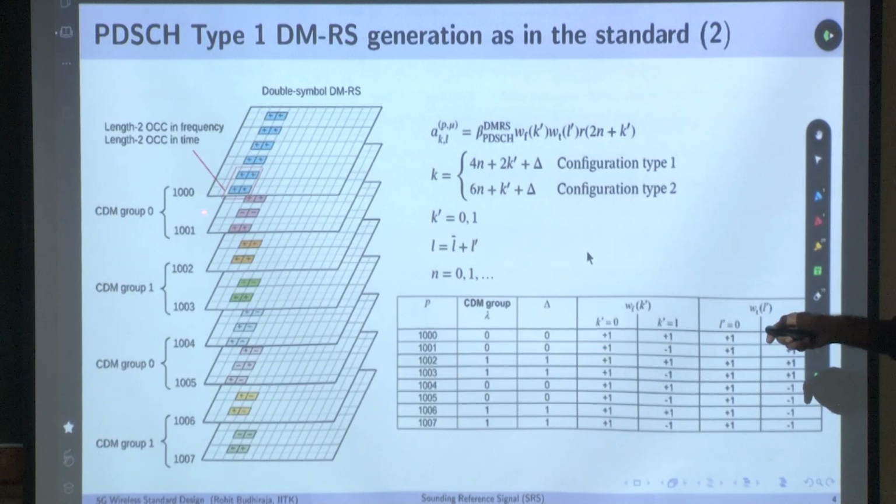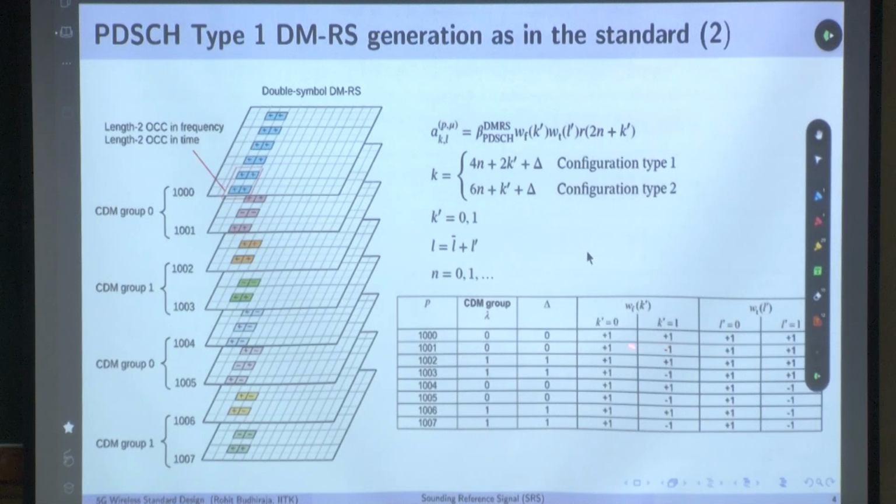If you move along time for this port, how will you move along time in this table? You take K dash equal to 0, this is the first bit, and what will be the second bit? You move along time from L dash equal to 0 to L dash equal to 1, and it again gets multiplied by +1. So this is the second.